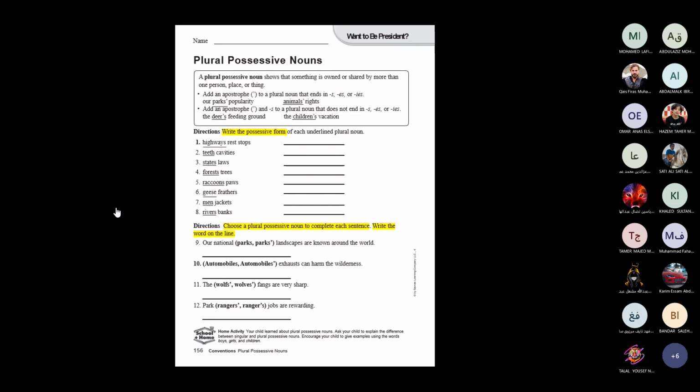Let me see who has sent first. Ali, excellent, Ali. Excellent, Yari. Okay, who else? Abdelaziz. Okay, excellent, Abdelaziz. Okay, guys, anybody who has solved page 156, Ali and Abdelaziz, think about page 173.